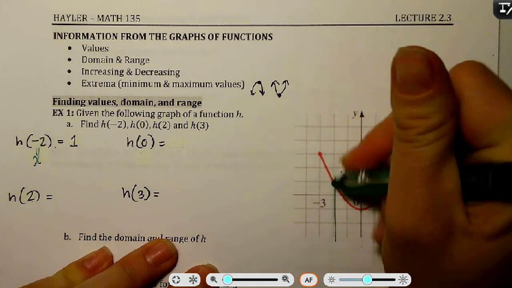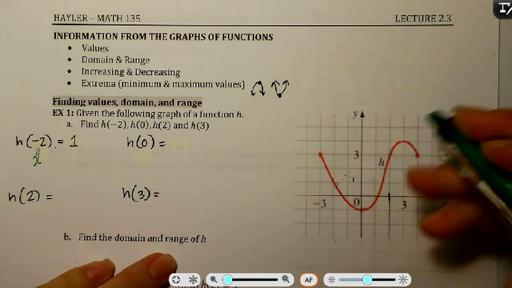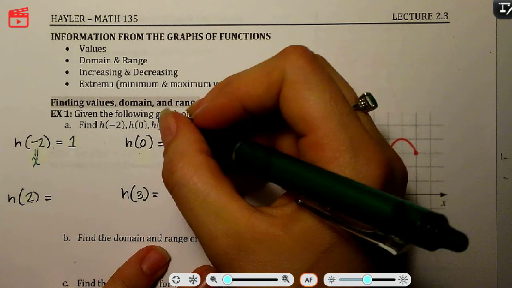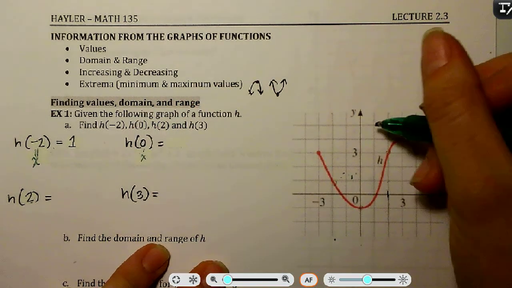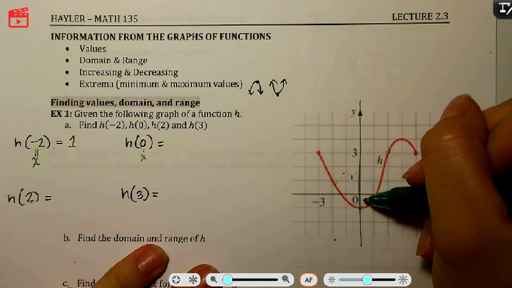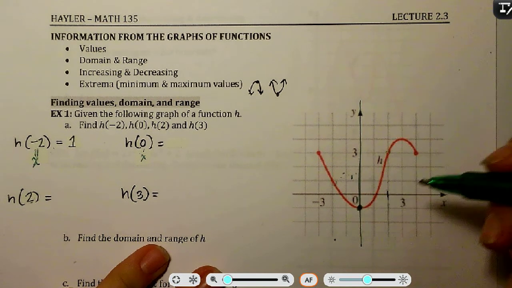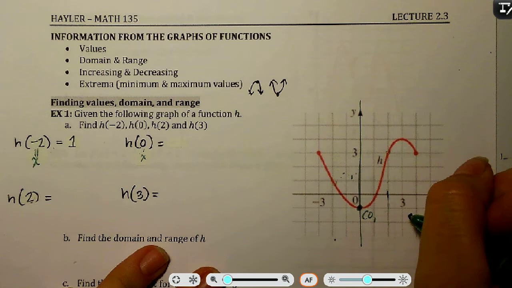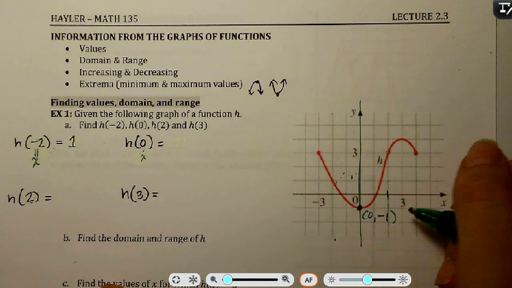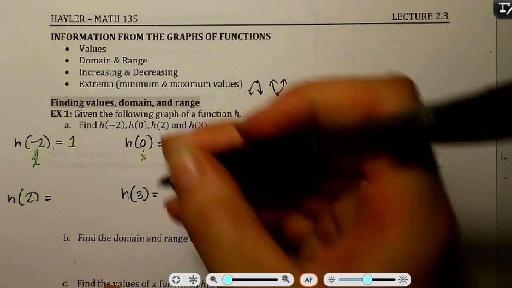Okay, let me erase this to make room for the other ones we're going to do. h of 0, same thing. I'm going to figure out where x is 0, because my input value is x. Where does it intersect with my graph? Right here. So this point is 0, comma, negative 1. So my h of x value, or my y value, is negative 1.